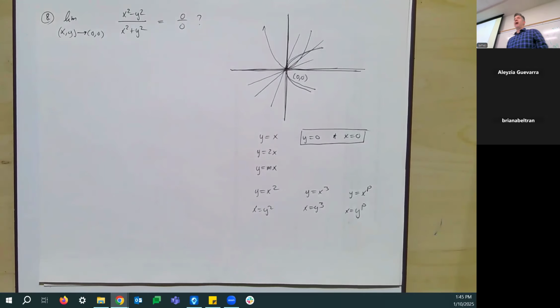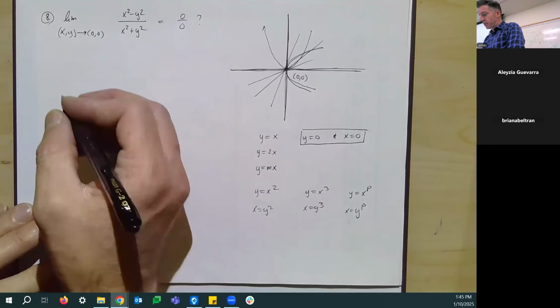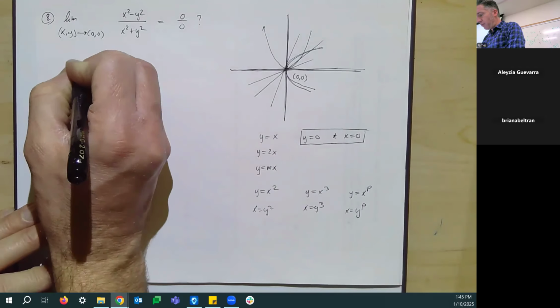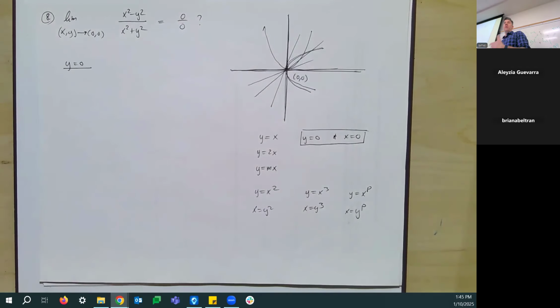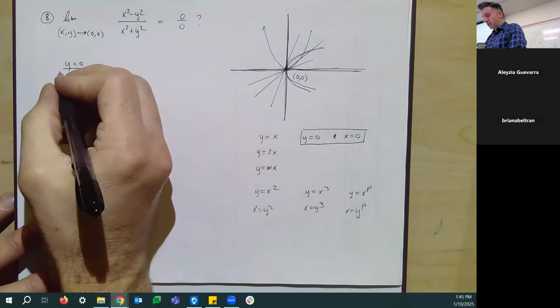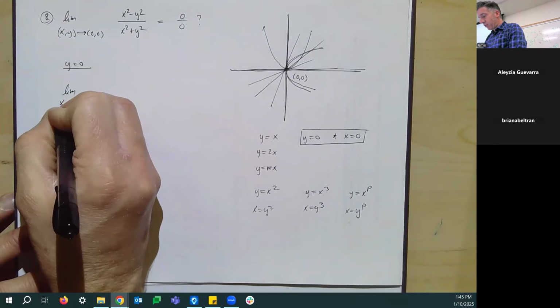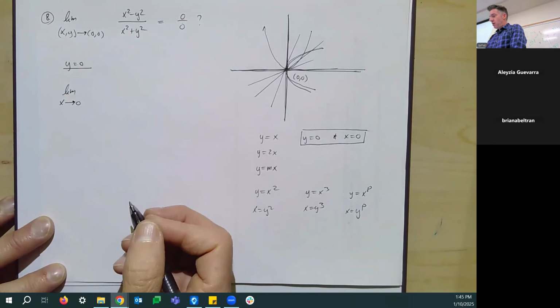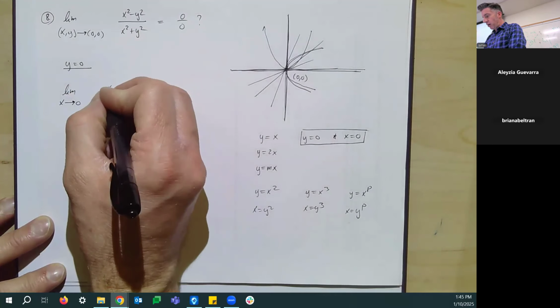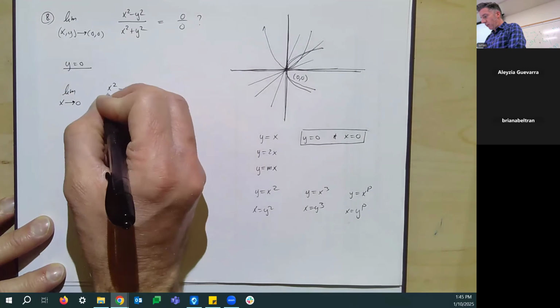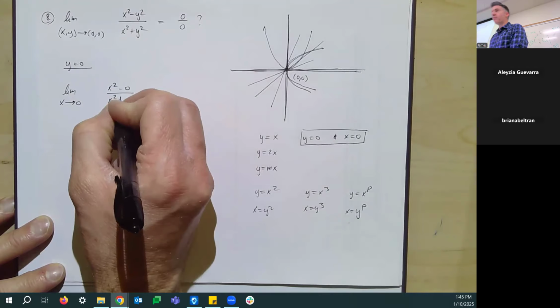So here, I always start off with the easiest things first. So if I try, say, y equals 0, so here's what you do. When you set y equal to 0, you literally rewrite it with y equal to 0. So I'm going to say, well, y is already 0. It's no longer approaching 0. Y is 0. So I'm going to rewrite this as the limit as x approaches 0, and it's going to be x squared minus 0 over x squared plus 0.